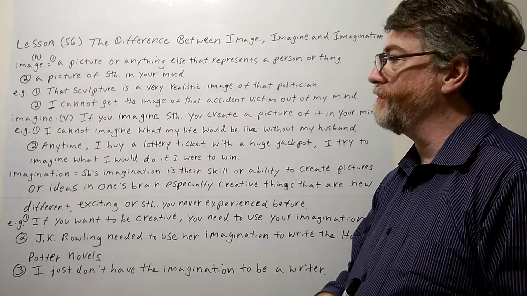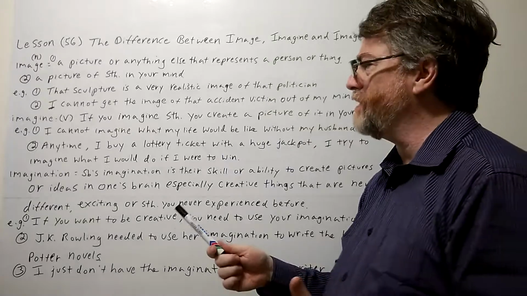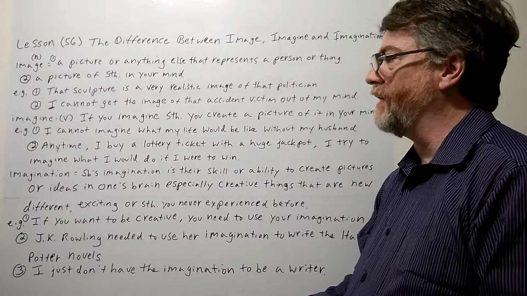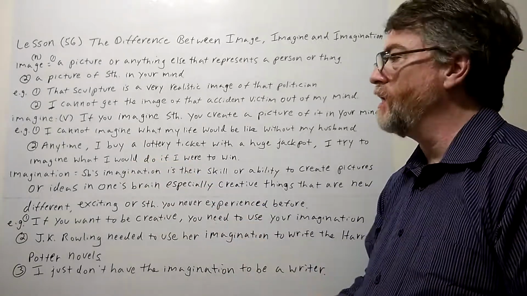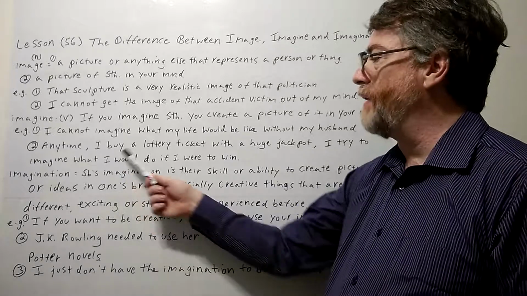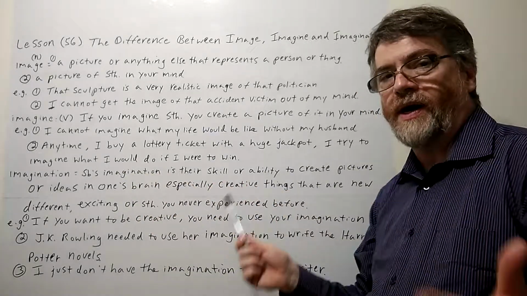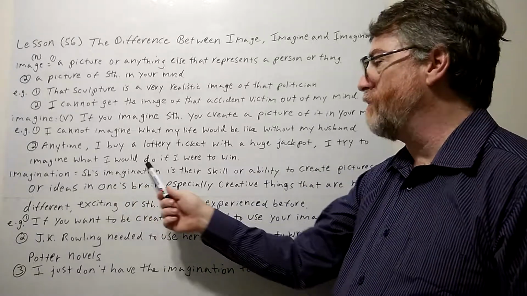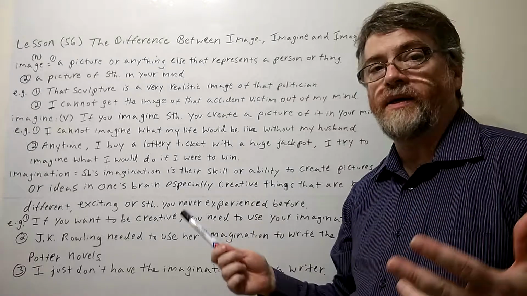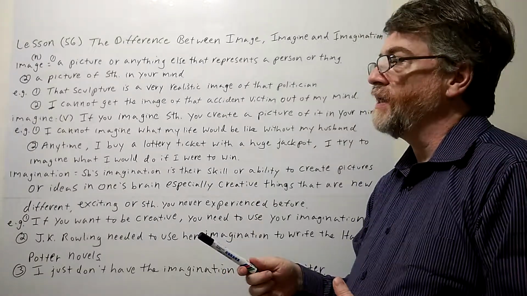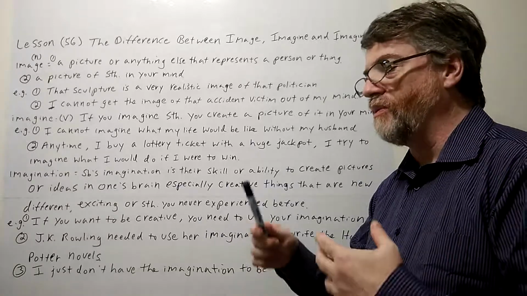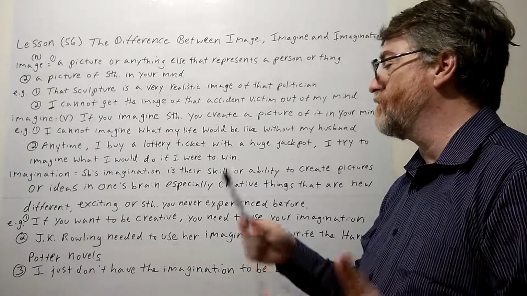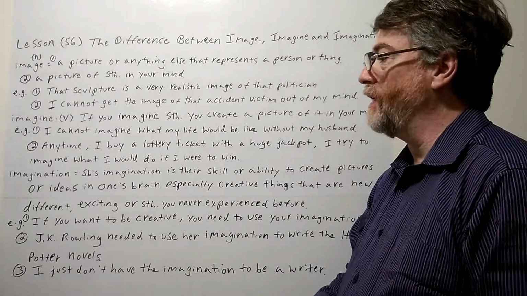Sometimes when students make a mistake, they might say, I cannot image what, and that would clearly be wrong. Imagine is a verb here. You must use imagine. Anytime I buy a lottery ticket with a huge jackpot, all those really big $1 million ones, I try to imagine what I would do if I were to win. Here you're trying to imagine in your mind maybe what you would buy or how life would be. Maybe you'd be on some beautiful tropical island or buy a big house, or whatever somebody would do.